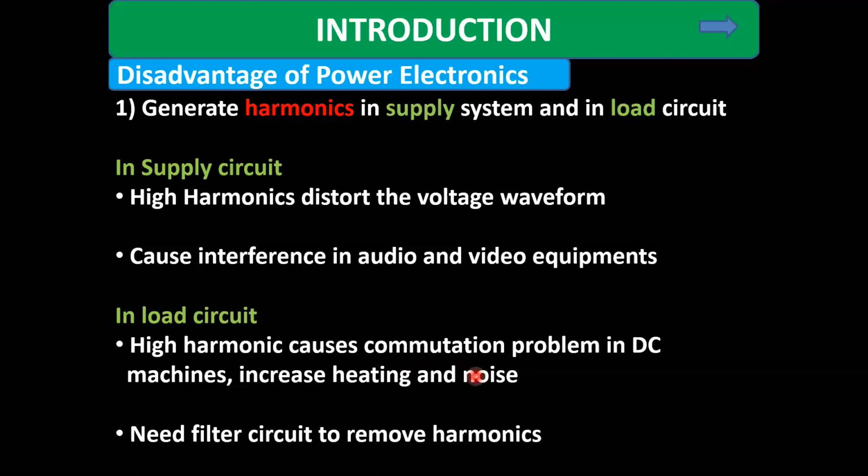So to minimize the total amount of harmonics present in the circuit, we generally use a filter circuit to remove the harmonics or to minimize the selective harmonics.